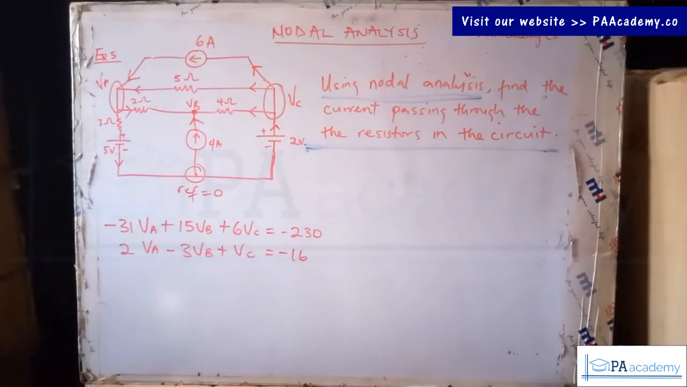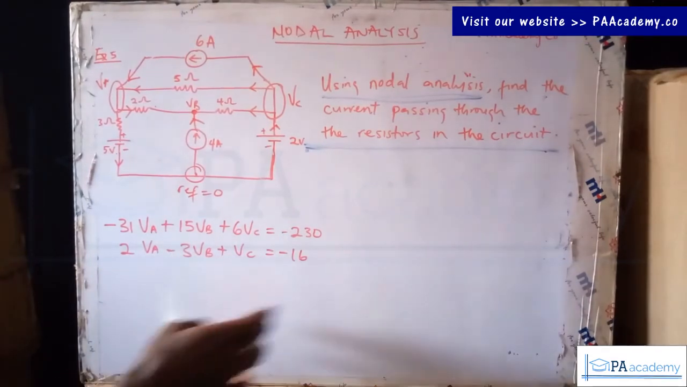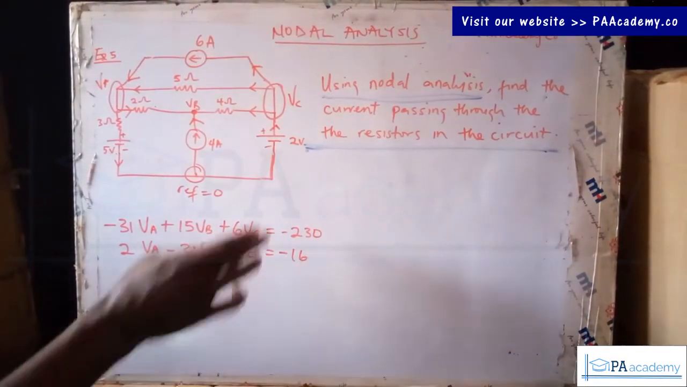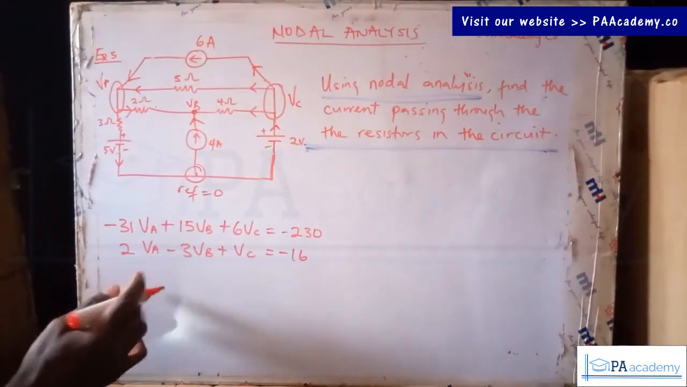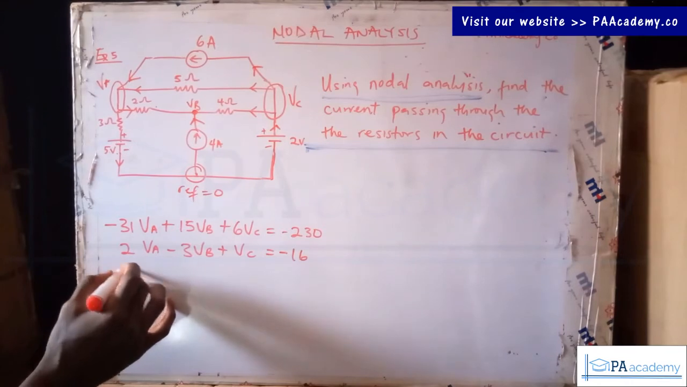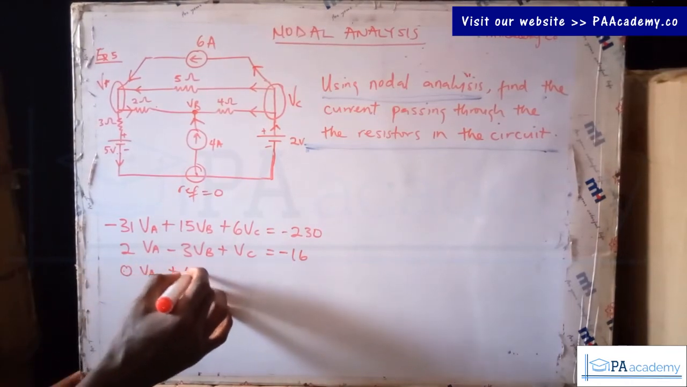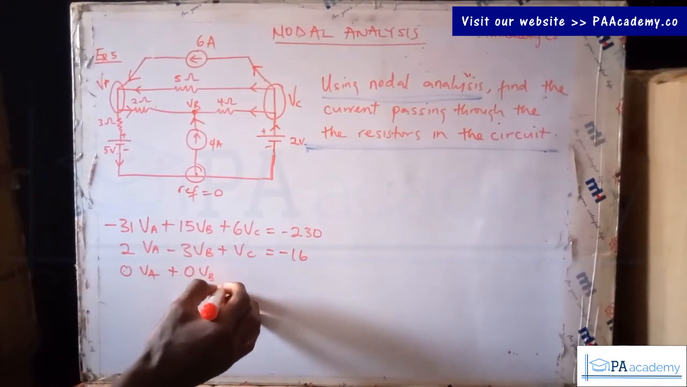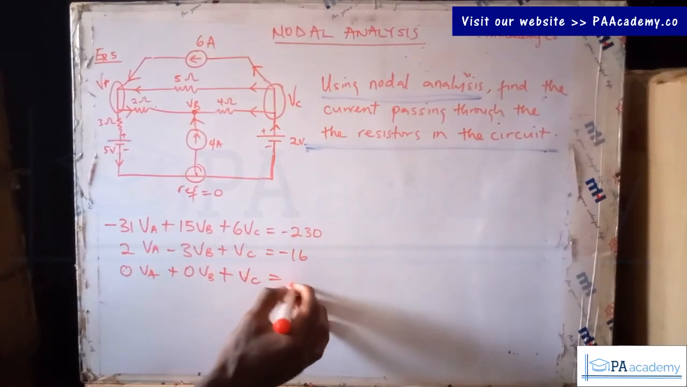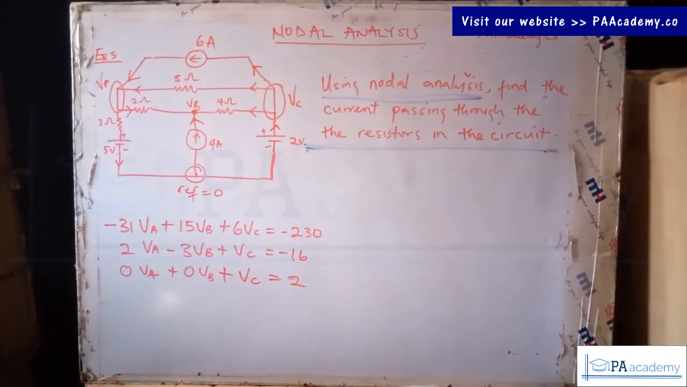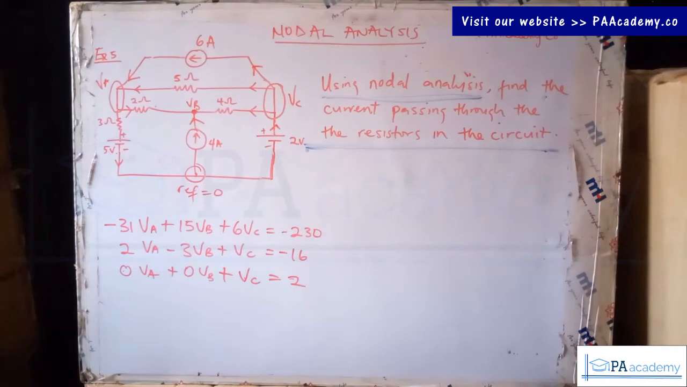Alright, so I've created more space, cleaned up those ones. So this is our equation 1, this is our equation 2. And remember we said that our VC is 2. So to put it into this, we just have 0 VA plus 0 VB, then plus VC equals 2. So once you solve this equation simultaneously, you can use your calculator like we've been doing before.